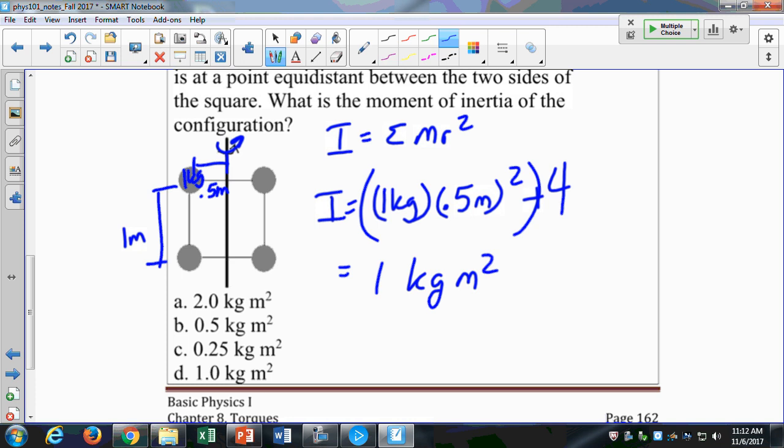Okay? You'll likely have a problem where I just ask you, what is the moment of inertia of this object? And it'll either be a collection of particles or a rigid shape, or it might be 2 rigid shapes smashed together, and you have to figure out what is the moment of inertia.